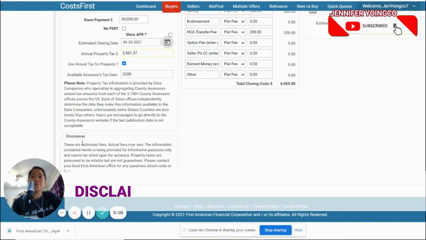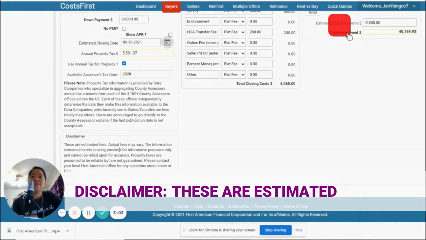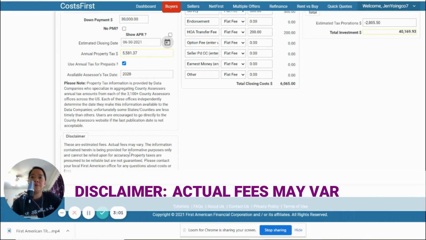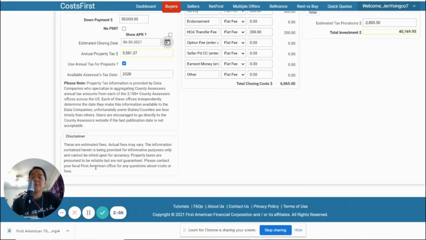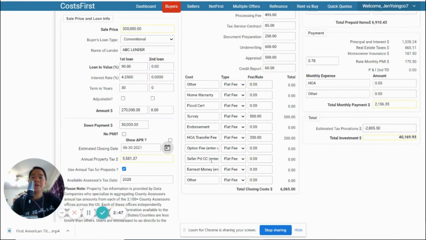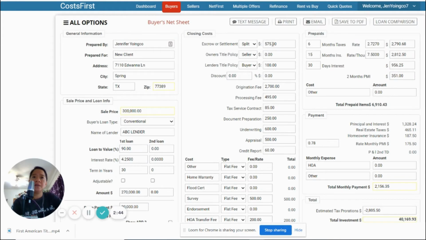And there's also a disclaimer here. These are estimated fees. Actual fees may vary. Property taxes are presumed to be reliable but are not guaranteed. So they said to contact First American Title or your office for any questions about the cost. But anyway, bottom line is it automatically defaulted all the cost sheet here. And this is specific to the cost for First American Title.